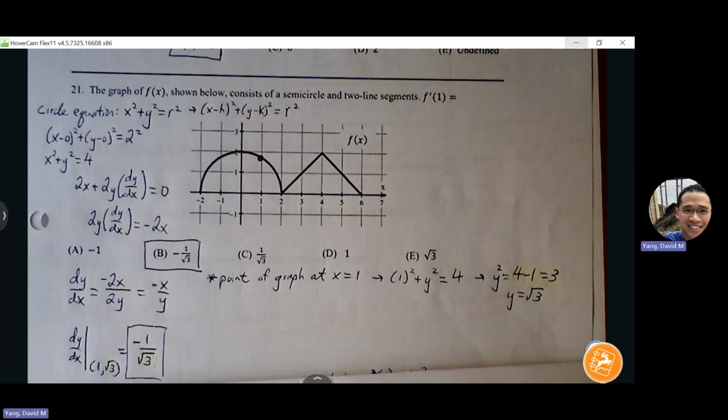The other challenge of this problem is we need that circle equation so we can actually find the ordered pair. Because we need the ordered pair to get that y value, and we need that y value because the slope formula requires the y value. So that circle equation not only helps you get to the derivative, it helps you get to the ordered pair that you need to plug into the derivative to get the slope.